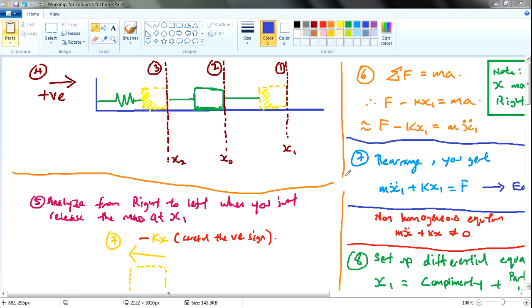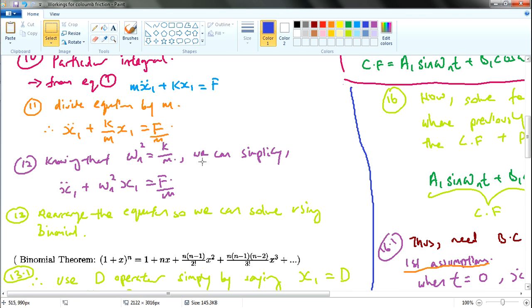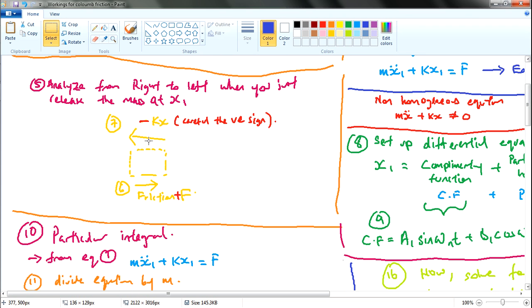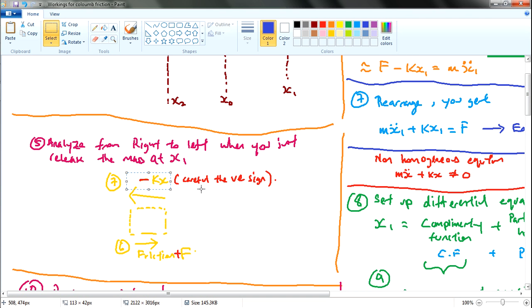Before I continue to solve this, I would like to make a very clear message for our FBD, free body diagram. As I mentioned, this x2, x0, and x1 is never the same as this x1. It's not the same as whatever x1 we are deriving, which is actually the motion minus kx.